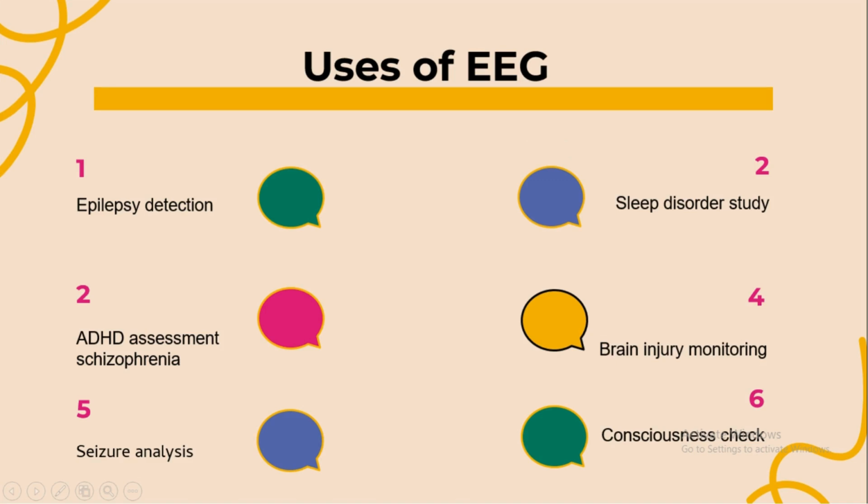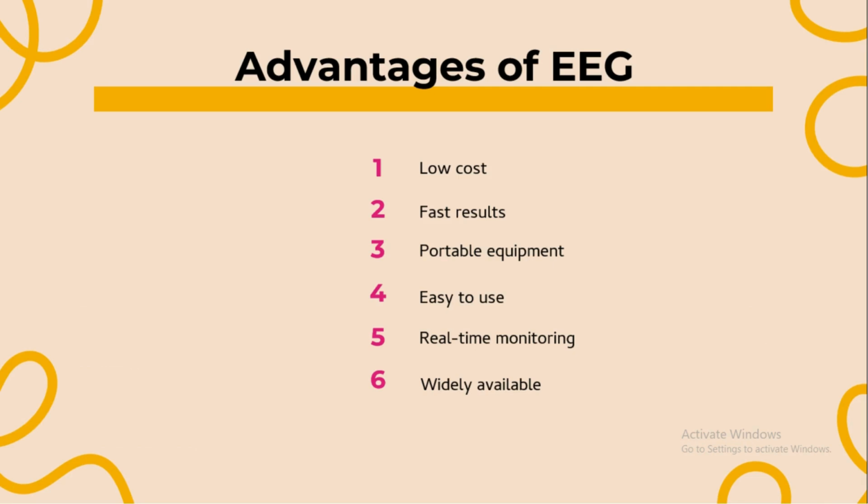The EEG is used for epilepsy detection, sleep disorder studies, ADHD assessment, schizophrenia, brain injury monitoring, seizure analysis, and consciousness check. What are the advantages of the EEG? It has low cost, fast results, portable equipment, is easy to use, allows real-time monitoring, and is widely available.